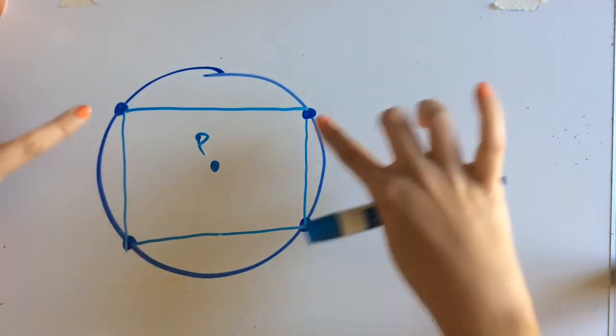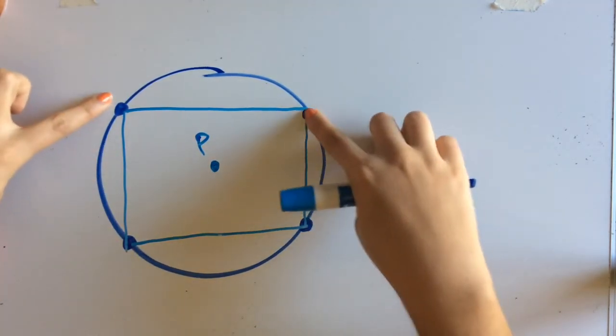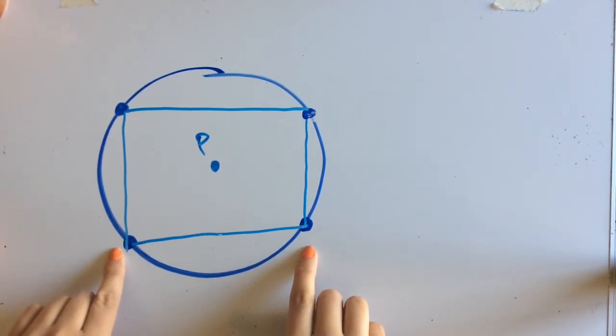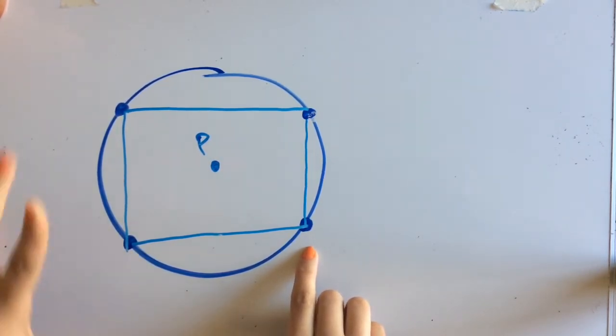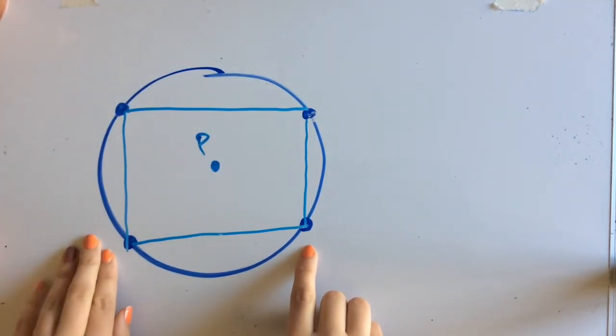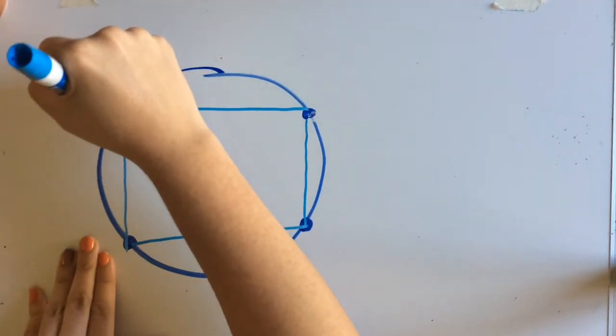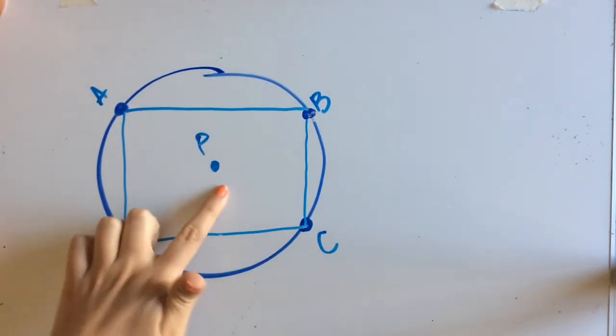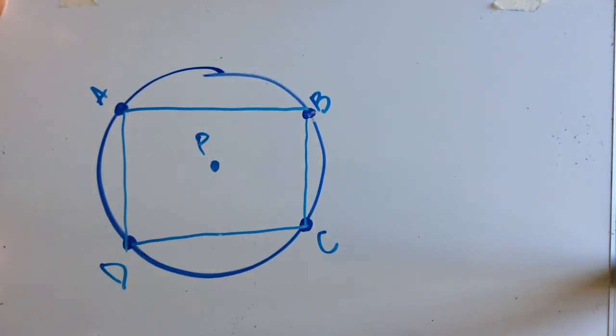inside of a circle where all the vertexes or the corners of that figure are on the edge of the circle. Okay, so let's say I have this circle with this inscribed quadrilateral, and let's call the points A, B, C, D. Okay, and P is my center. I just always mark my center because that's part of what circles have. They all have a center.